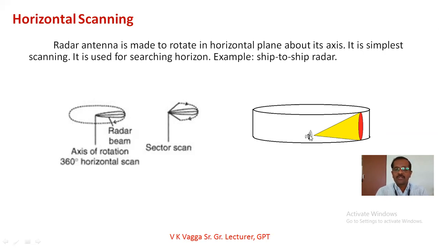As you can see, this is an antenna. It is going to give its beam over a certain area, and it can rotate through the entire 360 degrees. So it can rotate in the horizontal direction along a circular path. If it can rotate in the horizontal direction through the entire 360 degrees, it is called horizontal scanning. Understood?